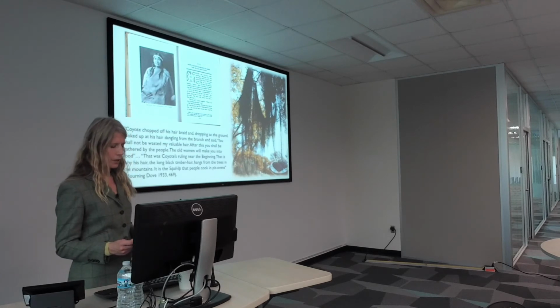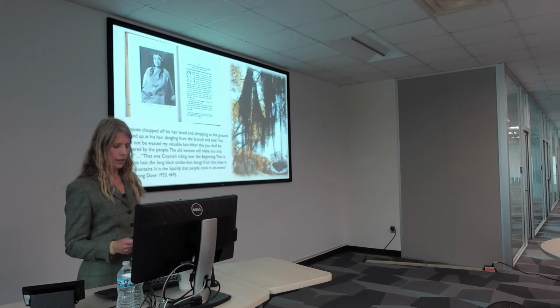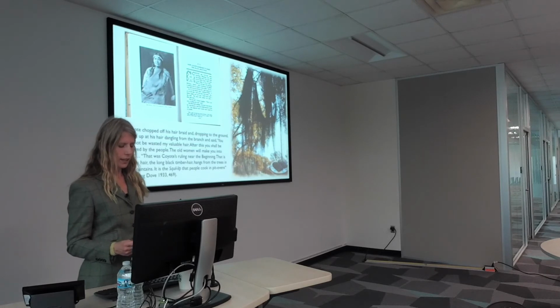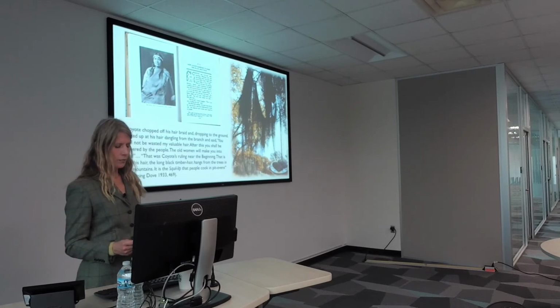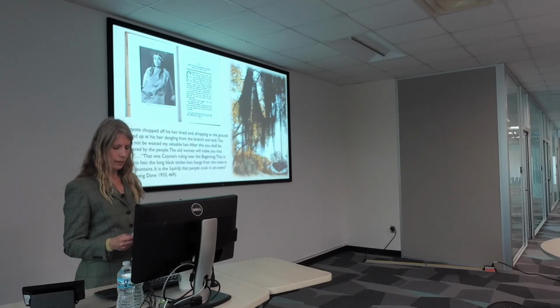Among the First Peoples of North America, it is called willa, but it is called squilip by the Okanagan. Mourning Dove, who was an Interior Salish ethnographer and writer who collected many of the narratives of the Northern Plateau peoples, shares the Okanagan story of why the lichen was thought to be the braided hair of the hero trickster Coyote. She concludes the narrative: that was Coyote's ruling in the beginning. That is why his hair, the long black timber hair, hangs from the trees in the mountains. It is the black moss, the squilip, that people cook in pit ovens.